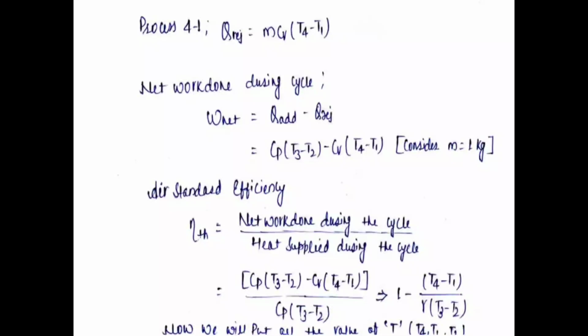Here the mass m, consider 1 kilogram. Then the air standard efficiency formula equals net work done during the cycle divided by heat supplied during the cycle, that is CP into (T3 minus T2) minus CV into (T4 minus T1) divided by CP into (T3 minus T2). Here the common value, we can separate the equation, CP into (T3 minus T2) divided by CP into (T3 minus T2), minus CV into (T4 minus T1) divided by CP into (T3 minus T2). Here you can strike out the CP (T3 minus T2), so that we get the value 1 minus (T4 minus T1) divided by gamma into (T3 minus T2).